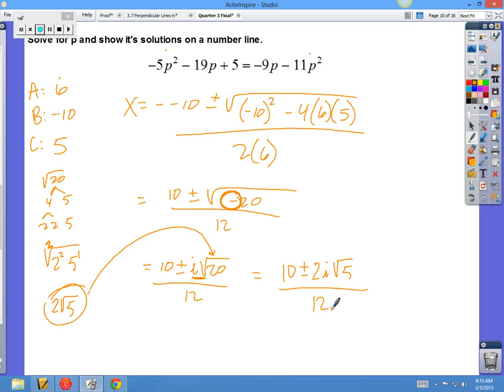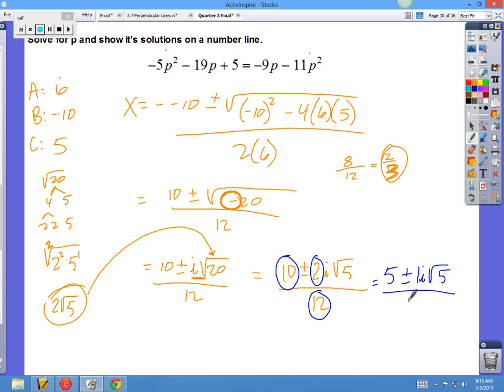But anytime, so let me make up a fraction. If you were to come across like 8 twelfths, you got to simplify it. Divide them both by something they have in common, divide them both by 4, and you're going to get 2/3. So you always want to simplify your fractions. This fraction, you look at this number, and this number, and they all have something in common. You can divide them all by 2. So your best and final answer is going to be 5 plus or minus 2 divided by 2 is just 1i square root of 5. 12 divided by 2 is 6.